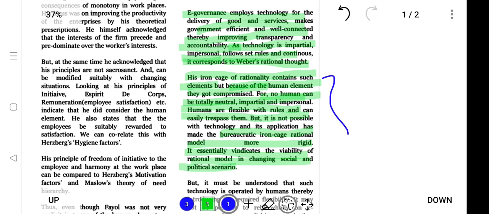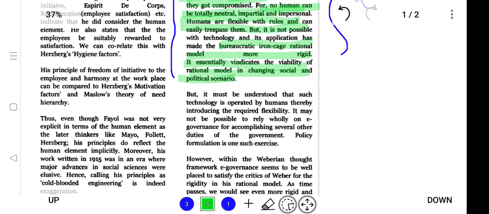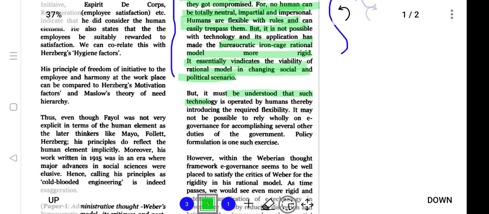Thus e-governance completes Weber's ideal bureaucracy, because e-governance uses technology that maintains impartiality in a neutral manner. But it must be understood that such technology is operated by humans, thereby introducing the required flexibility. It may not be possible to rely wholly on e-governance for accomplishing several other duties of the government. Policy formulation is one such exercise.